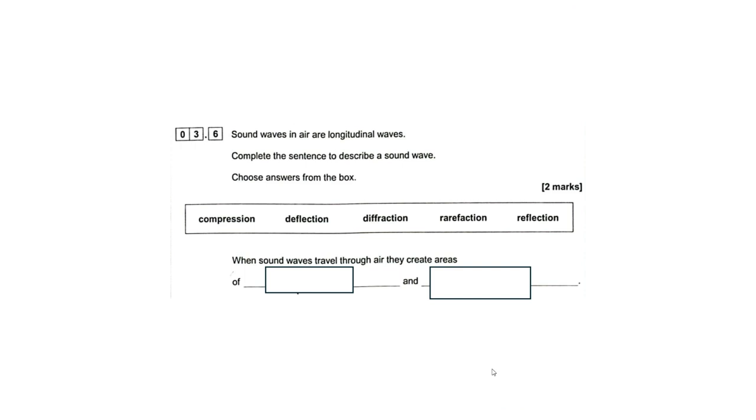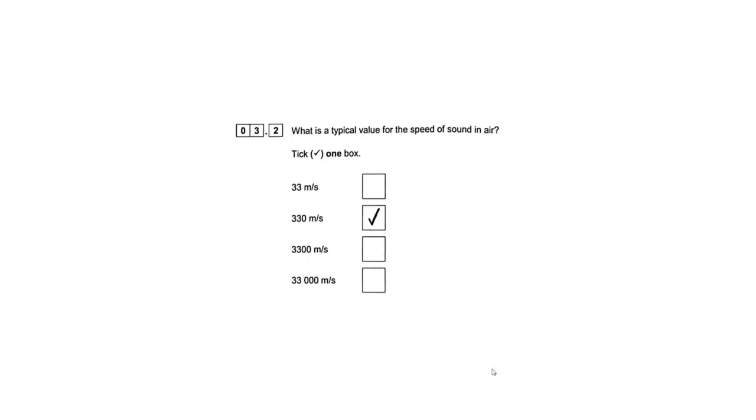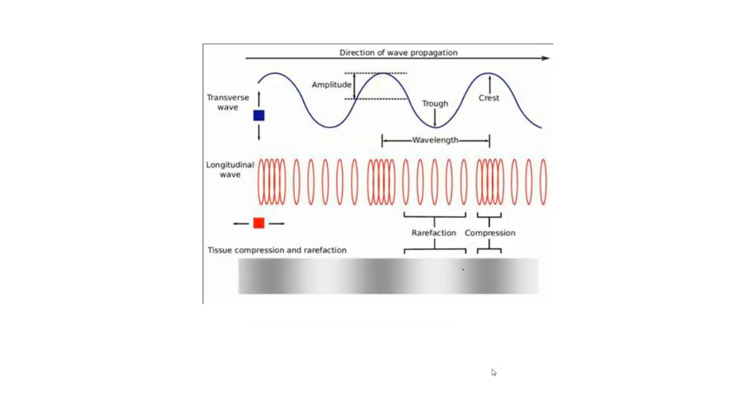When sound waves travel through air, they create areas of rarefaction and compression. Okay, I'm going to show you very quickly again from the first wave that we saw here. The part where the particles are really close to each other, that's compression. The part where the particles are really far away from each other is called rarefaction.